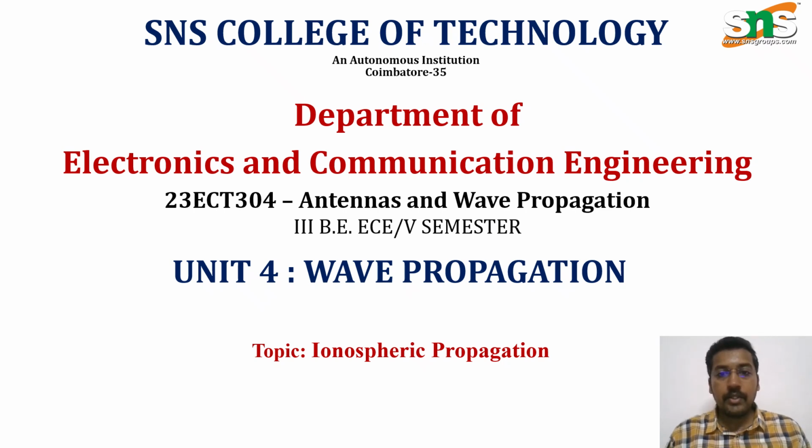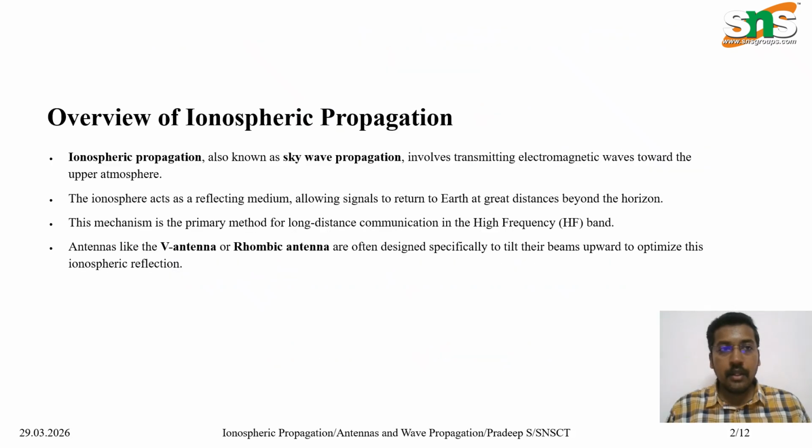Today we are going to see about wave propagation in ionospheric propagation. In this slide, we introduce ionospheric propagation, also called skywave propagation. In this method, electromagnetic waves are transmitted upward towards the ionosphere instead of directly along the Earth's surface. The ionosphere acts like a bending medium, allowing these waves to return back to Earth over very long distances, even beyond the horizon. This makes it extremely useful for long-distance communication, especially in the high-frequency or HF band.